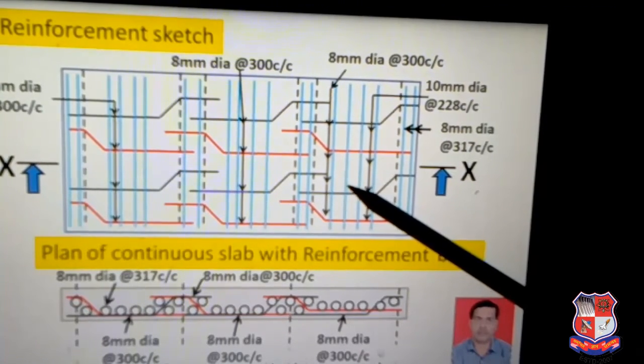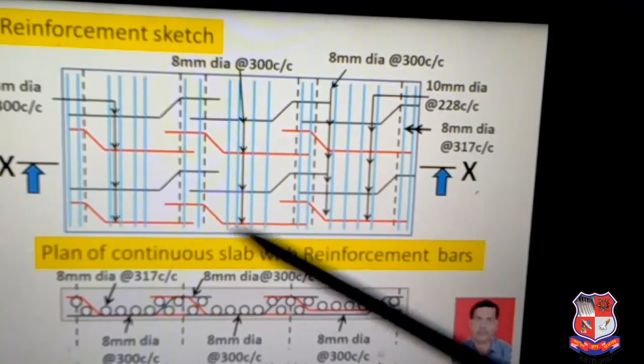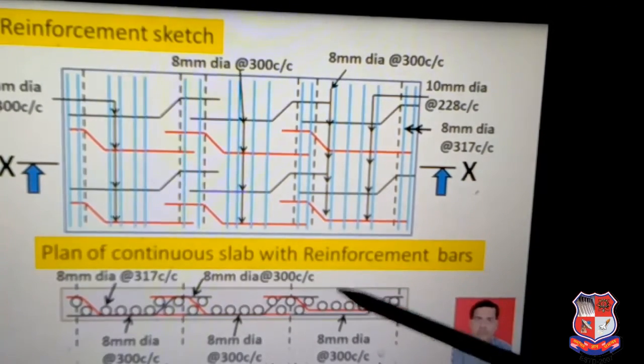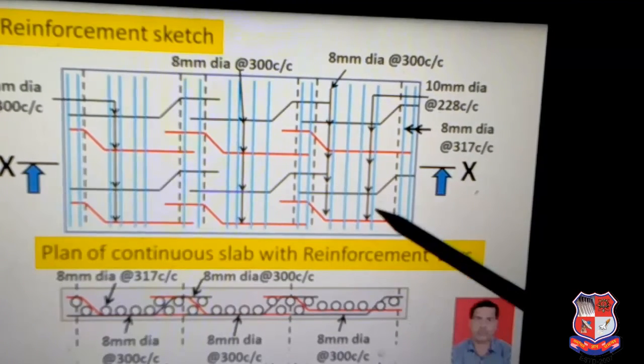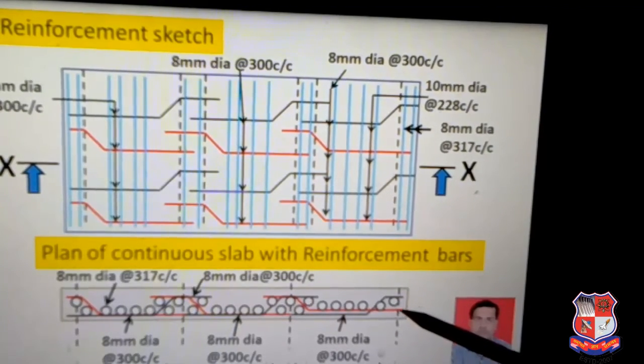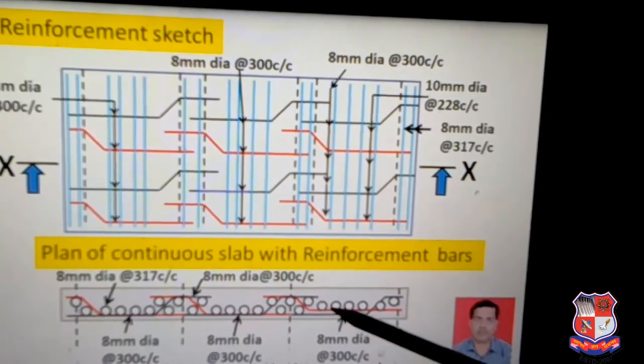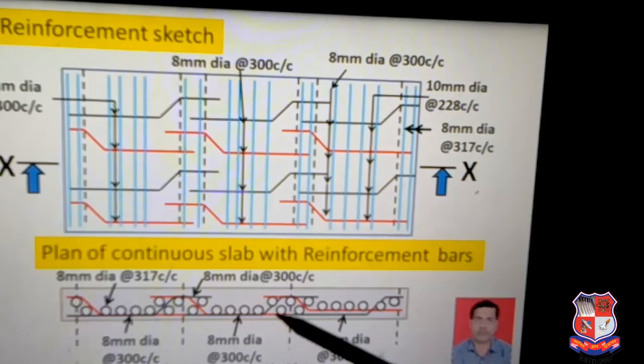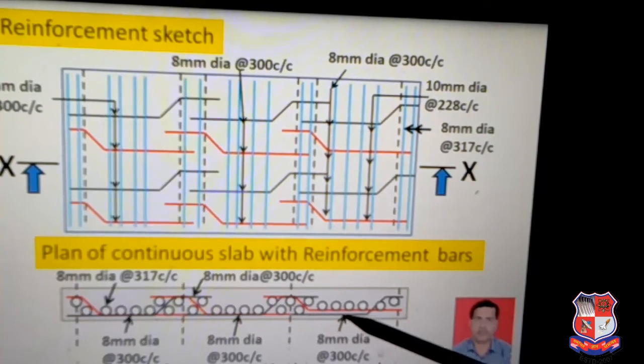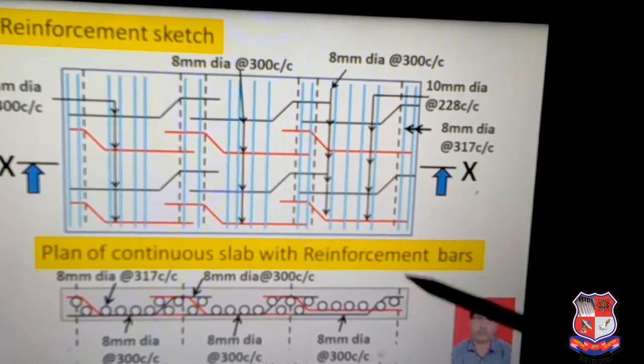shrinkage stress. So if this whole slab is taken as a cross section along the x-axis, then it will be visible like this. The red bars here start from this support, go near this support and bend up from a distance of L by 4. In this span one bar is coming from the bottom and going to the L by 7 length of the support and then bent up.